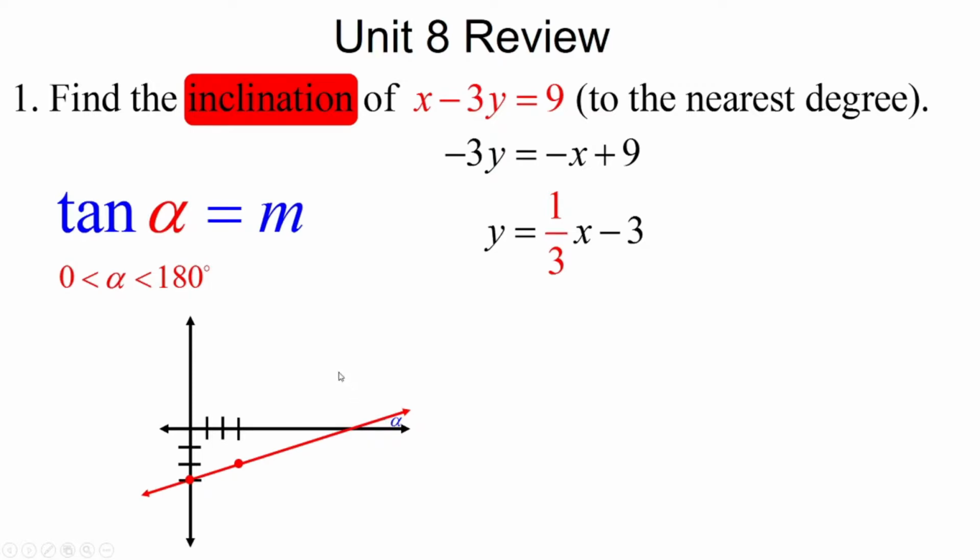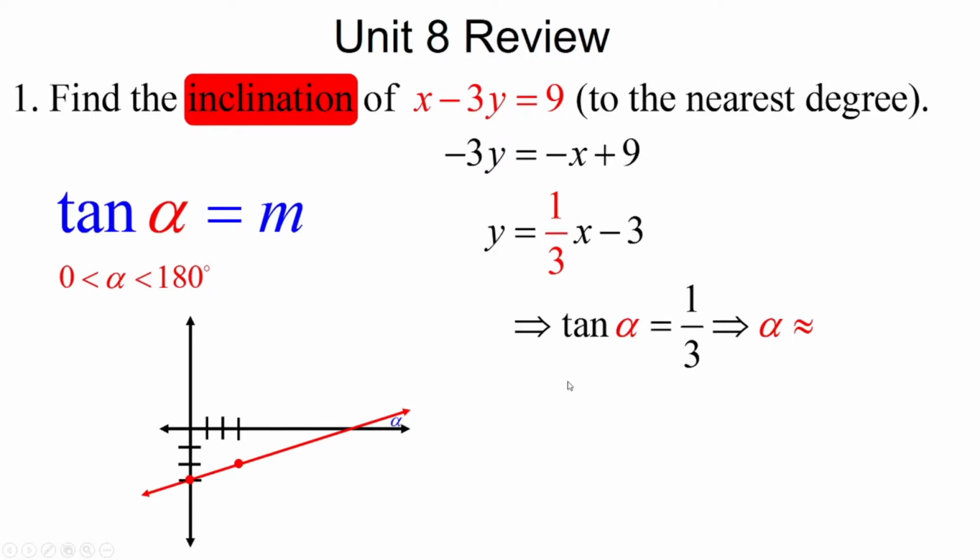So, how are we going to find it? With this definition, tangent of our angle of inclination has to equal the slope of the line. So we're going to go tangent of alpha equals 1/3. And now, get out your calculator and make sure you're in degree mode. And let's go inverse tangent of 1/3.